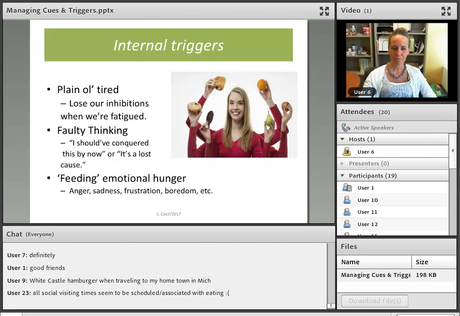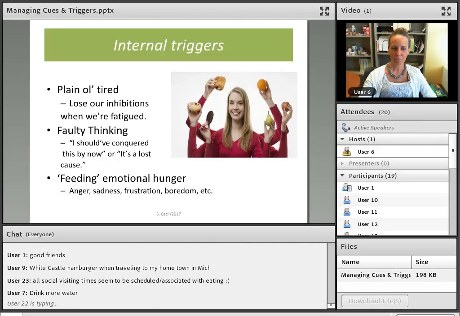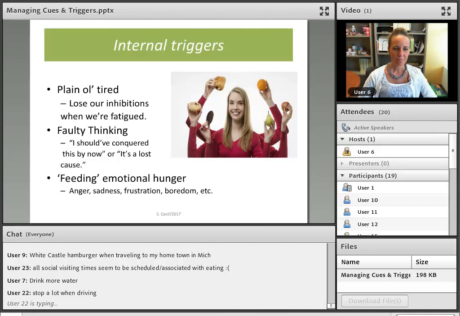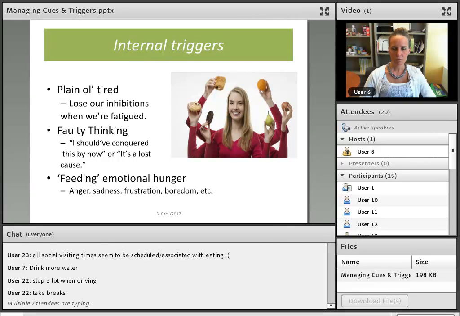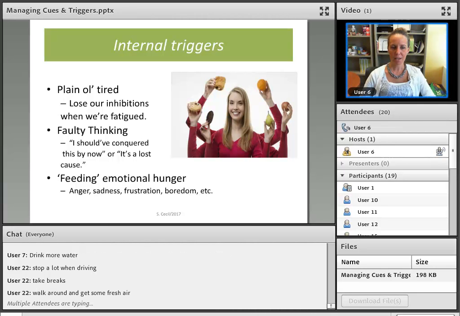Any thoughts? Drink more water. That's good. Stop a lot when driving. What do you mean by that? Can you elaborate a little bit? Oh, like taking breaks. Good. So taking breaks to rest, walk around, get some fresh air.